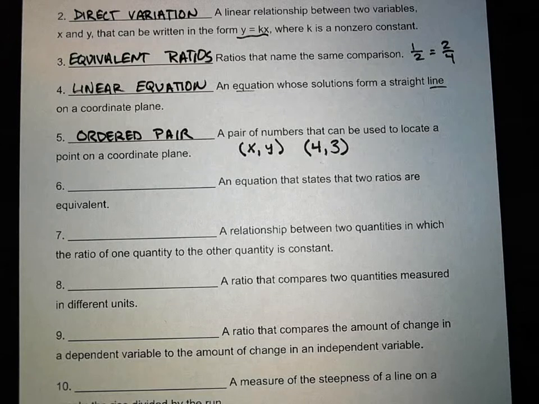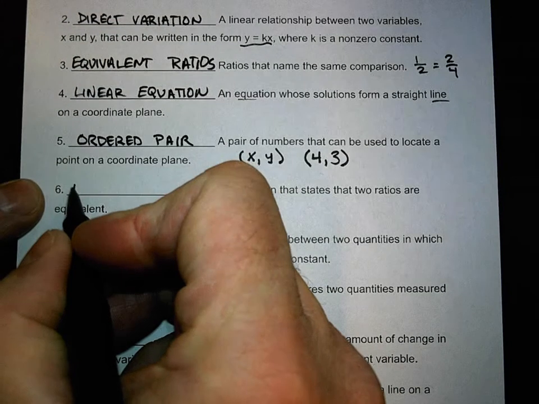An equation that states that two ratios are equivalent. We call that a proportion.